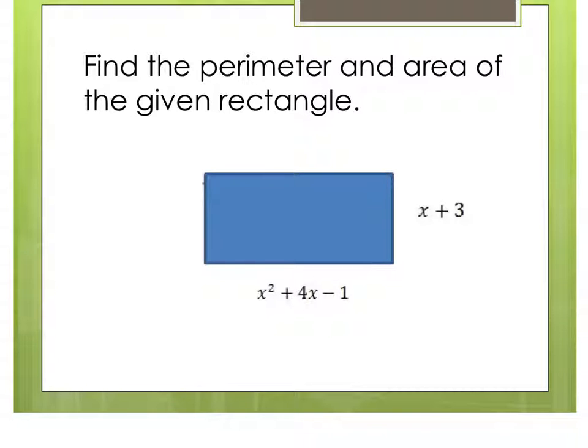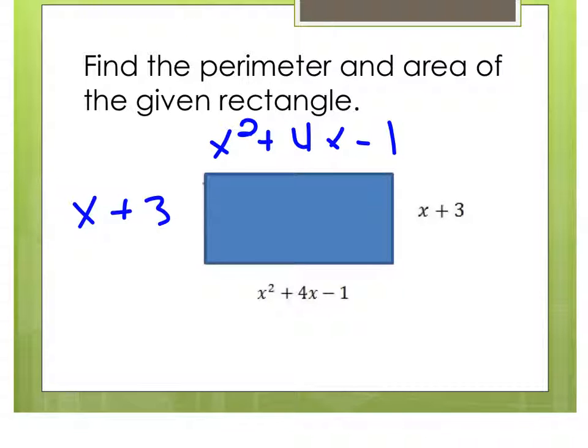This problem asks us to find the perimeter and area of the given rectangle. Let's take care of the perimeter first. When we're finding the perimeter of a rectangle, what that means is we're going to add up all the sides. Before we start this, let's go ahead and finish labeling all of our sides. So let's label this side x squared plus 4x minus 1, and this side x plus 3. Now what we're going to do is find like terms and combine them.